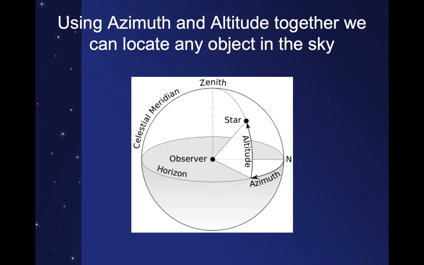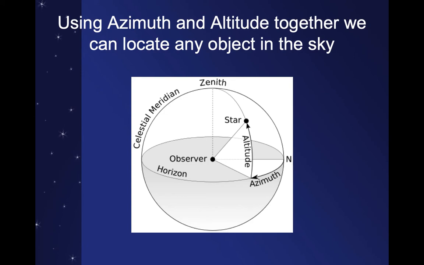So what you are going to do is an activity. It's attached to your assignment on Google Classroom, where you are going to use azimuth and altitude to help you identify where the location of an object is in the sky.